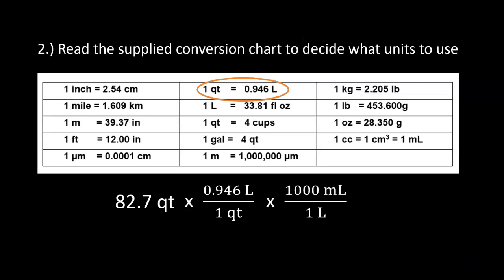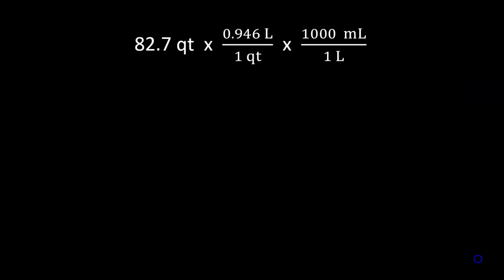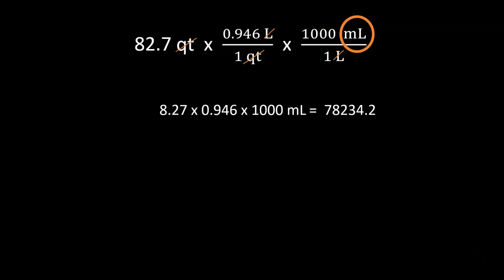The first thing we'll do is cancel our units, and the units that cancel are going to be quarts to quarts. We know that because that 82.7 quarts is understood to be over a 1, so it is diagonal. In order for these to cancel, they have to be diagonal from each other. So we see liters, and what does that leave us? That leaves us our units of milliliters. All we have left is simple numbers that we can plug into our calculator, and when we do that, this is the number we come up with, 78234.2.